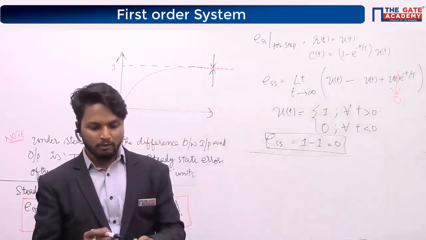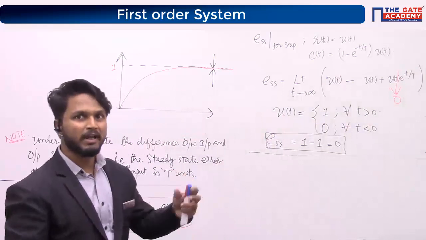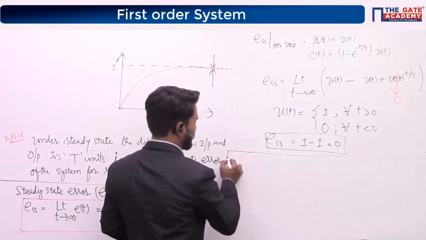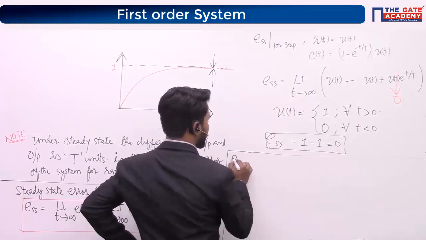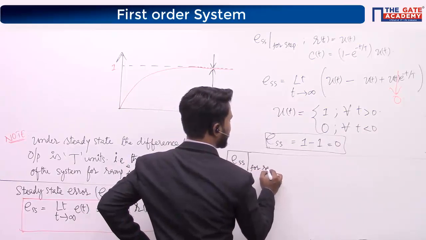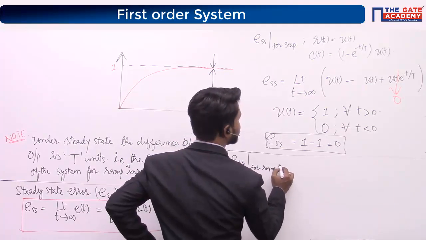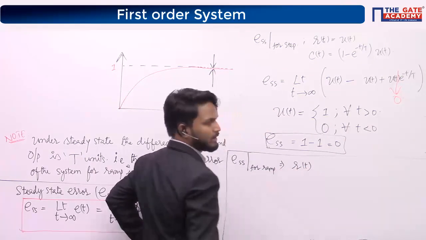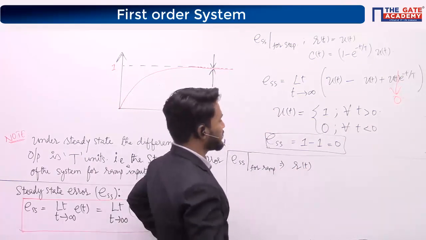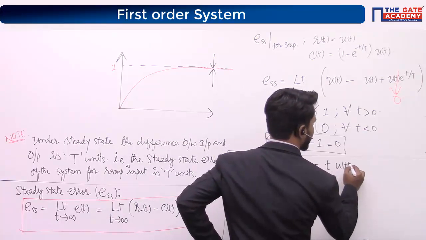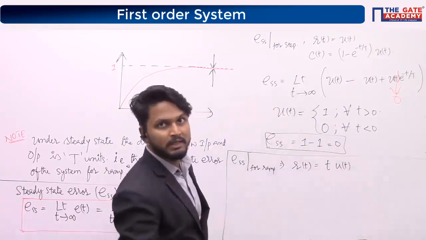Steady state error is 0, right? So let us calculate the steady state error in the case of ramp from this mathematical expression, right? So in the case of ramp input, ESS for ramp input, R of t, that is input, is what? R of t is equal to t into u of t.